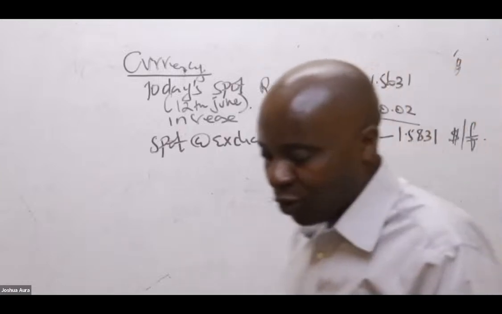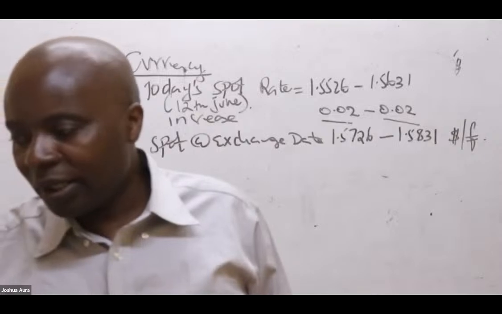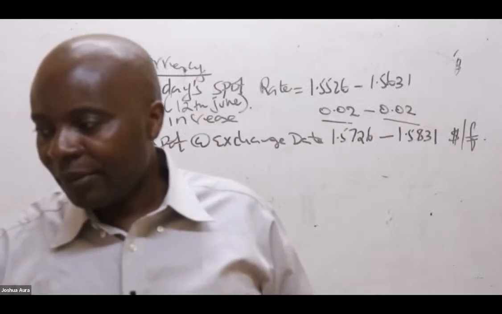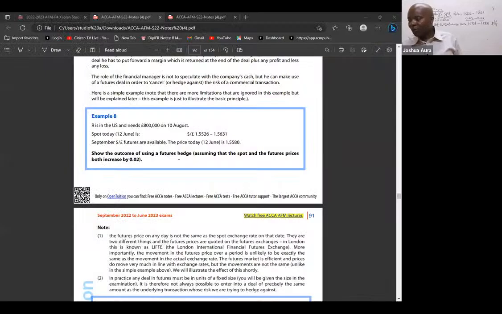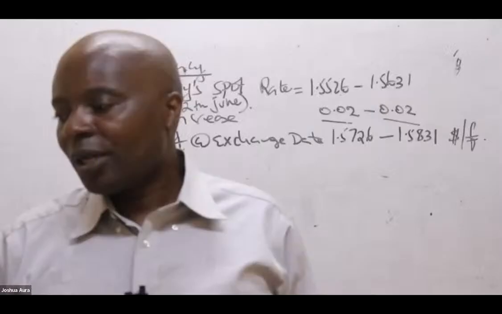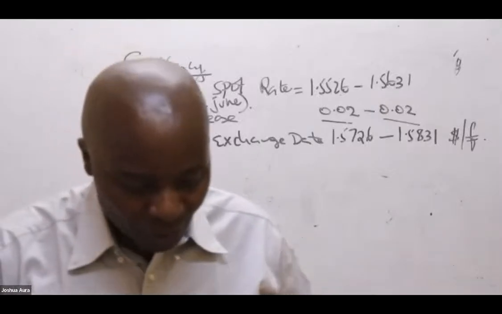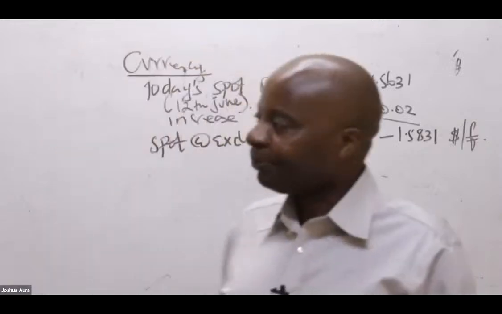Listen here, what they've told me, this is so simple. I love this because I can see some low-hanging fruit. Show the outcome of using a futures hedge, assuming that the spot and the futures prices will increase. This spot will increase by 0.02. Great. Thank you so much. So before I look at your comments, listen.